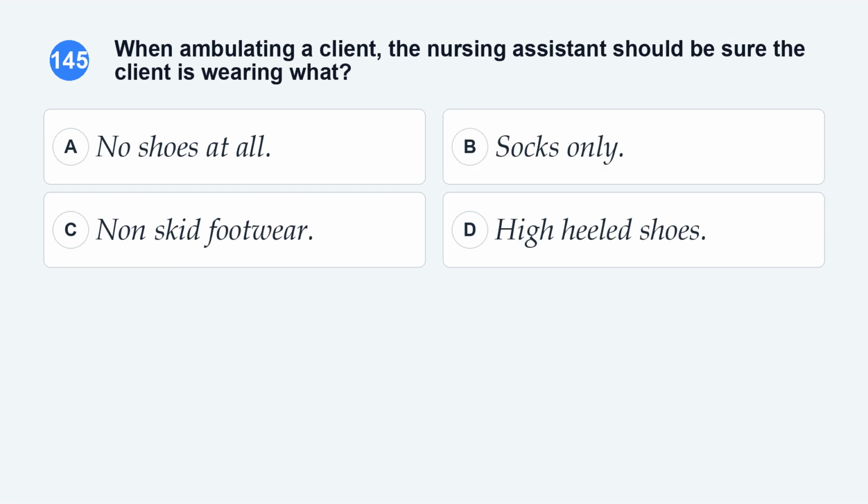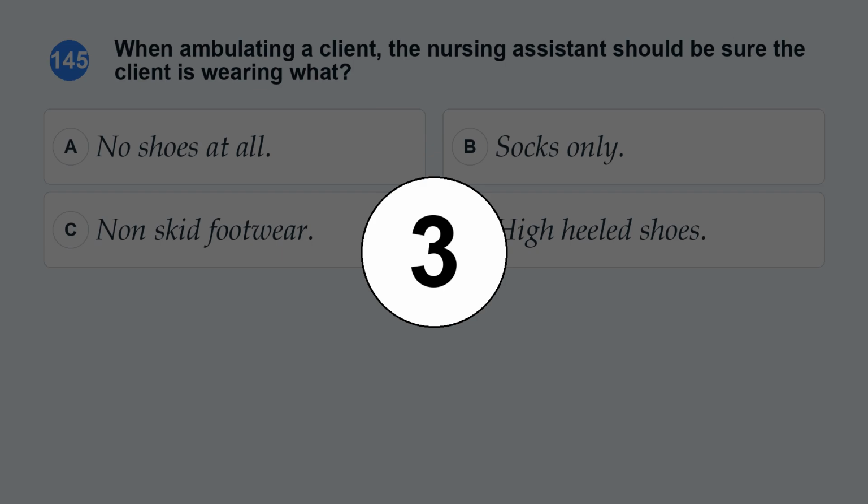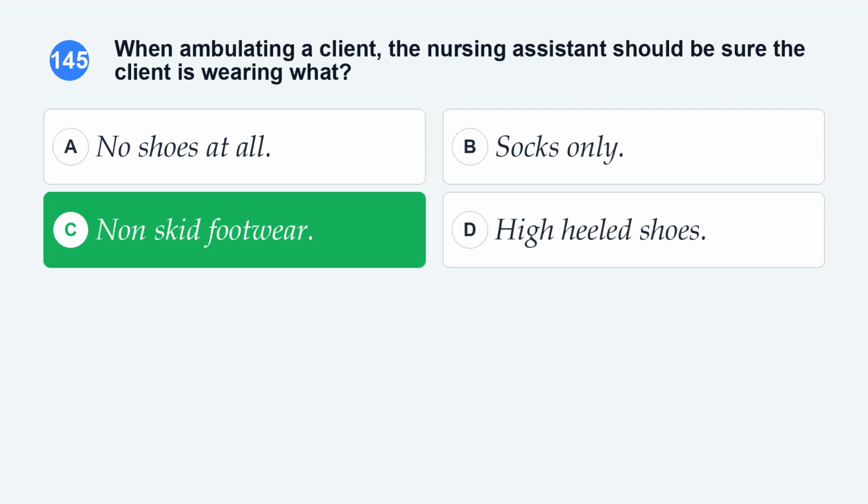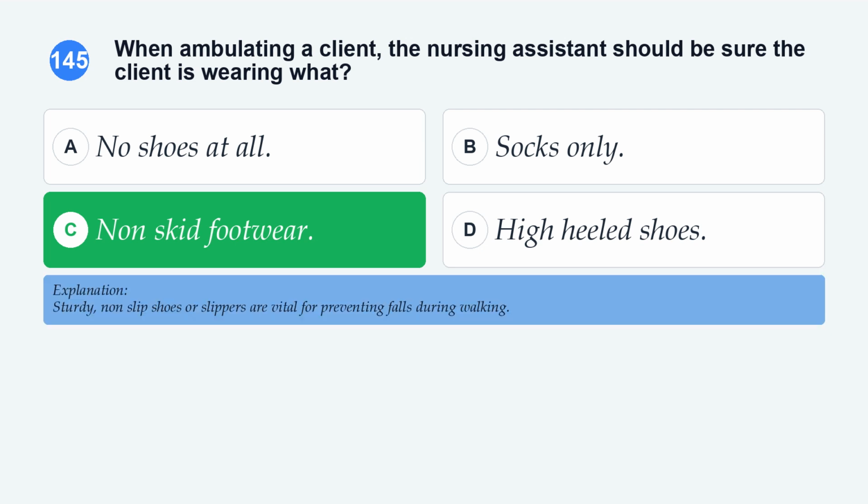Question 145. When ambulating a client, the nursing assistant should be sure the client is wearing what? Option A, no shoes at all. Option B, socks only. Option C, non-skid footwear. Option D, high-heeled shoes. The correct answer is option C, non-skid footwear. Explanation. Sturdy, non-slip shoes or slippers are vital for preventing falls during walking.